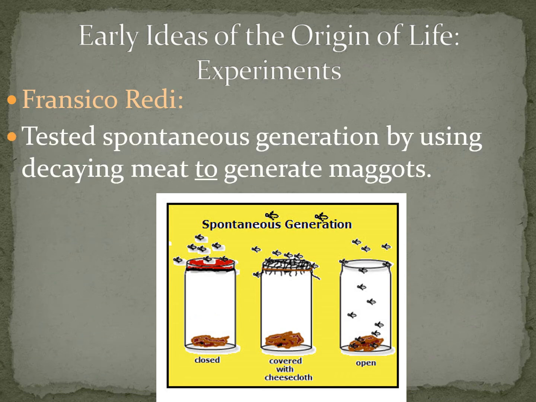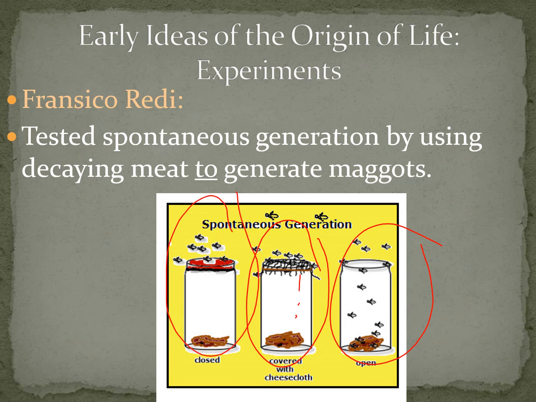Francisco Redi tested spontaneous generation by using decaying meat to generate maggots. He left a jar of meat open. Obviously flies are going to come, and maggots are going to form in the meat, because it wasn't covered up. If you cover it with cheesecloth, basically like a little net, the flies can still lay eggs, and the larvae will still fall through the holes onto that meat. But in a closed jar, the meat just got rotten, but it never grew maggots. Life never came from meat.